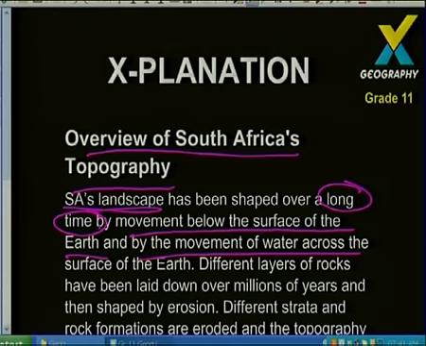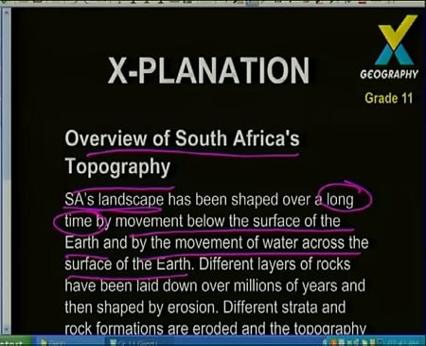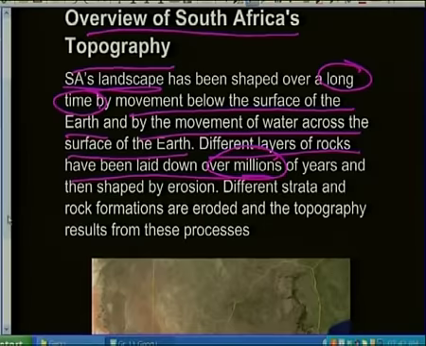By the movement of water across the surface of the Earth. Essentially, these are your fluvial processes, and what we bring into our understanding is how water changes the shape and form of the Earth's surface, especially in South Africa. We understand the different layers of rocks and how they've been laid down over millions of years. Again, the time factor is coming into play. To continue, and then shaped by erosion. Remember, your erosional understandings have been started in grade 10, and we continue with it in grade 11.